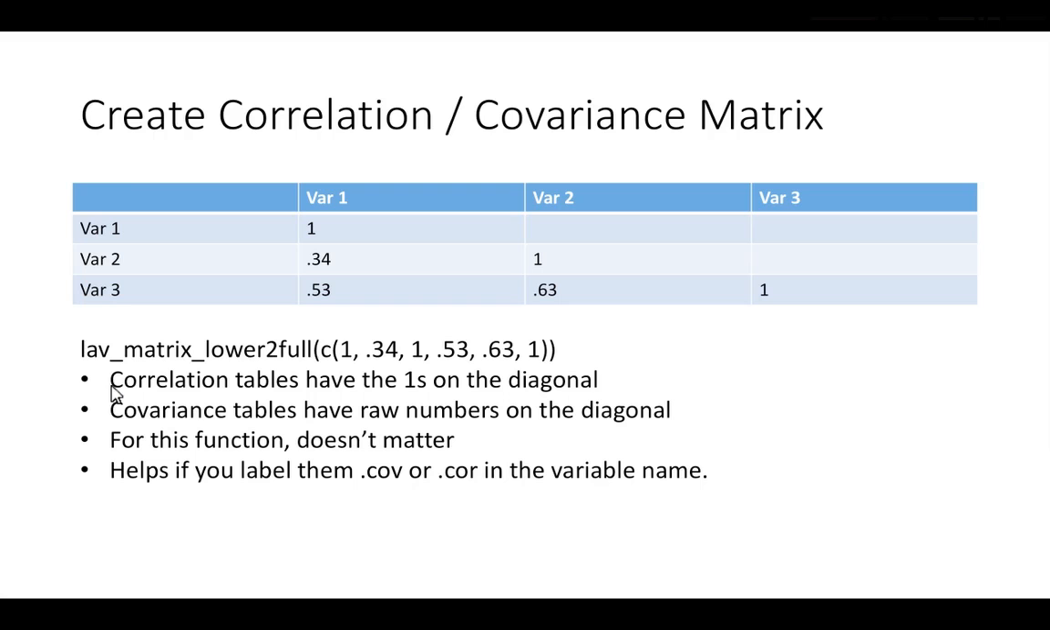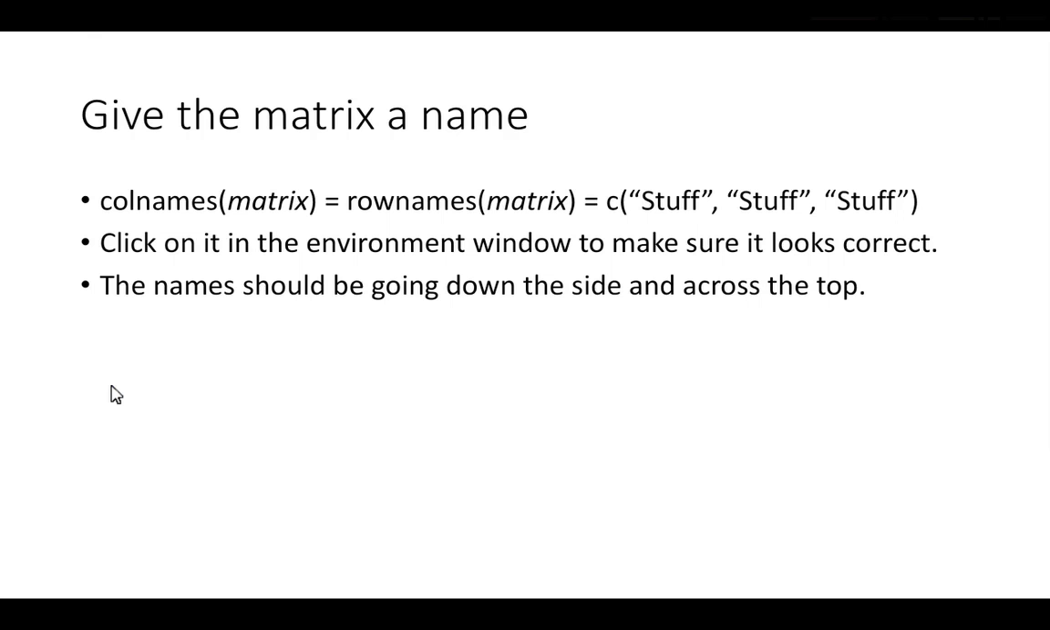For SEM, it doesn't really matter if you're using correlation or covariance. It sort of figures it out for you. And one thing we're going to really focus on this semester is using labels that make sense. So when you have your data, save it as .cov if it's a covariance table, or .cor if it's a correlation table, and that'll save you a lot of time and trouble later when you're trying to figure out what's going on. Okay, so let's try that.